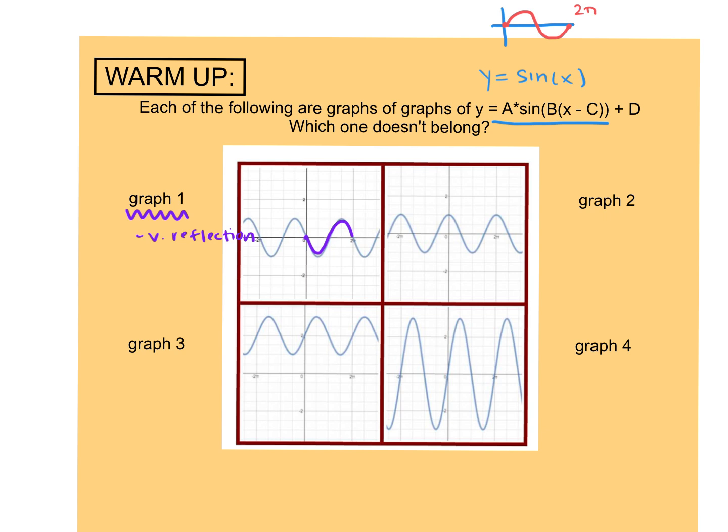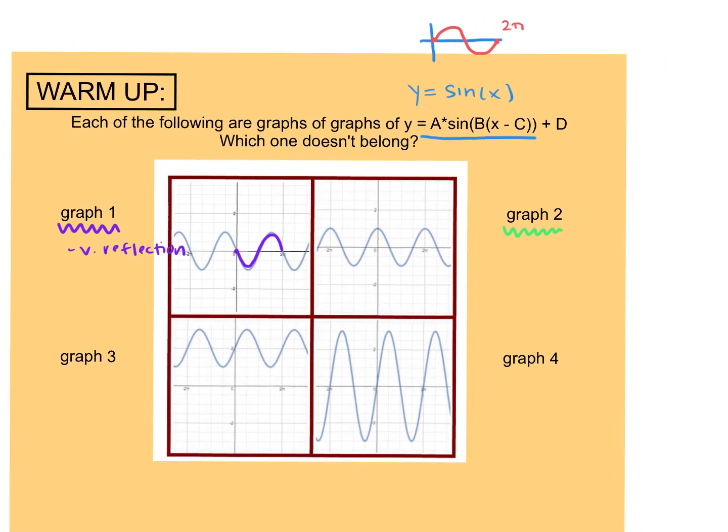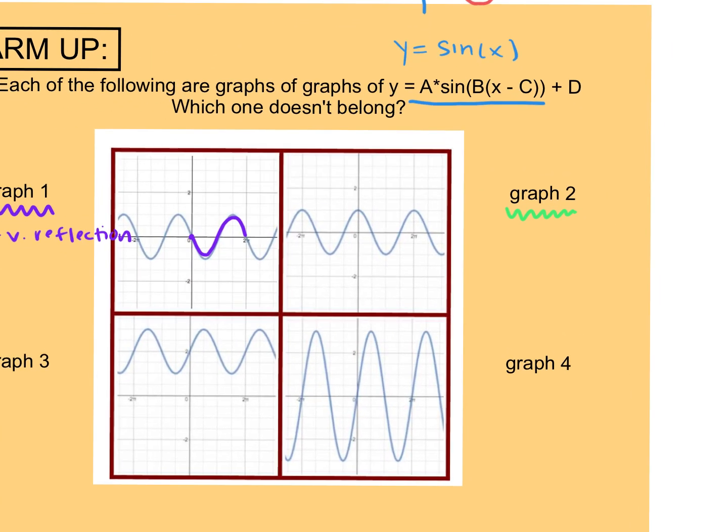Graph number 2, taking a look at this one on the right. In the past, I've heard folks make an argument that it was actually the cosine function. Since the cosine function starts at 1, goes down, comes back up, and has that period of 2 pi, you could also make an argument that there is a phase shift. And remember, a phase shift is a horizontal shift.